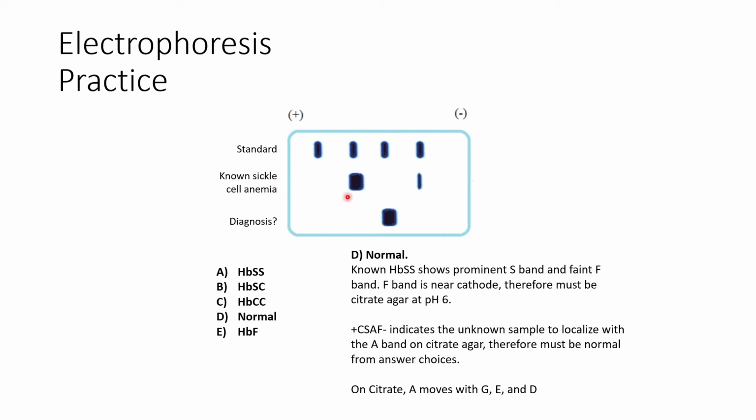The majority of their hemoglobin lands within the S band. There is no A band and very little F. This would be expected from a patient with sickle cell disease. From here, we can eliminate choice A, B, C, and E, and are left with answer choice D. Remember that on citrate at pH 6, band A also runs with hemoglobin G, D, E, and Lepore, but these were not answer choices.